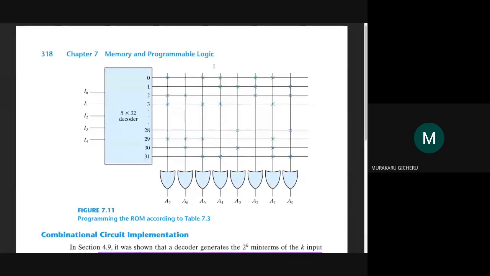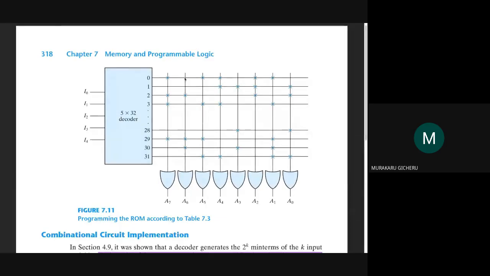They're fuses that connect these horizontal lines to these vertical lines. So anywhere there's a cross, it means the fuse has been left intact. Anywhere there's no cross, it means that fuse has been blown, which means there's an open circuit, an open terminal. Like this connection here has been severed.